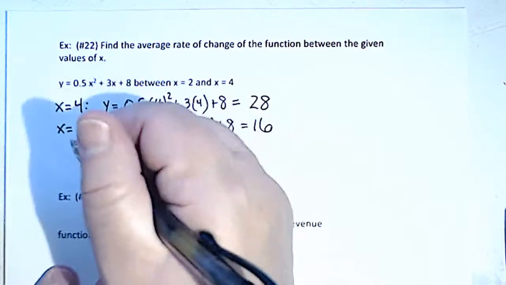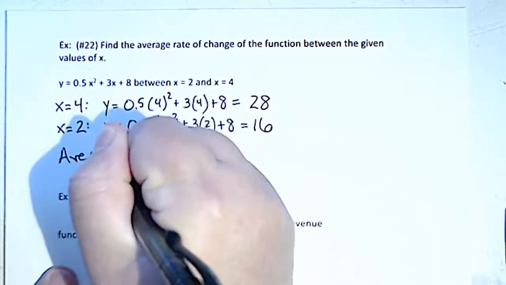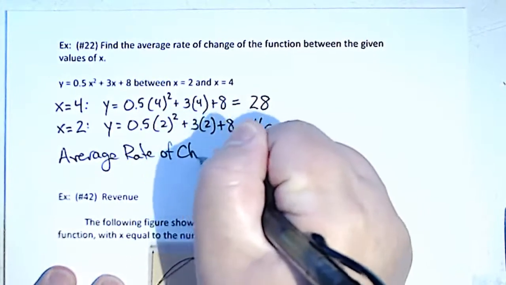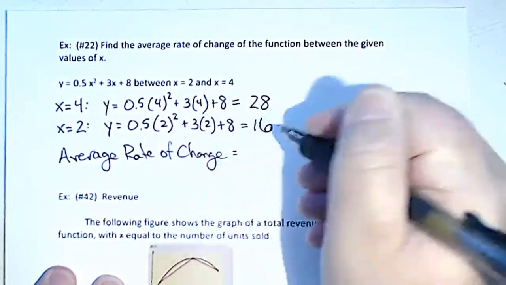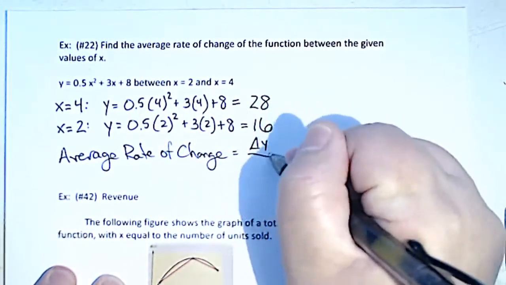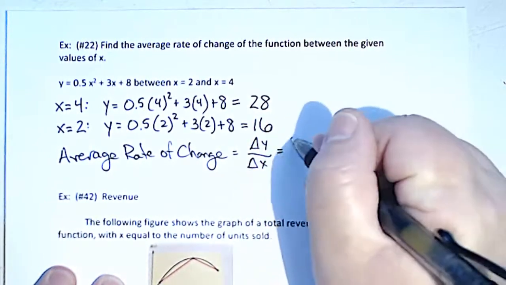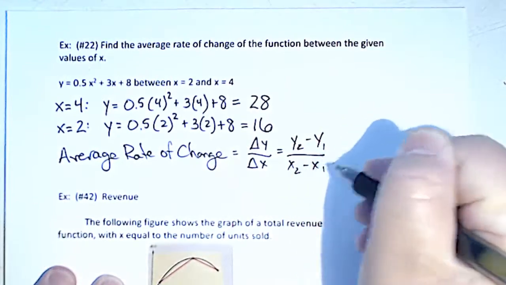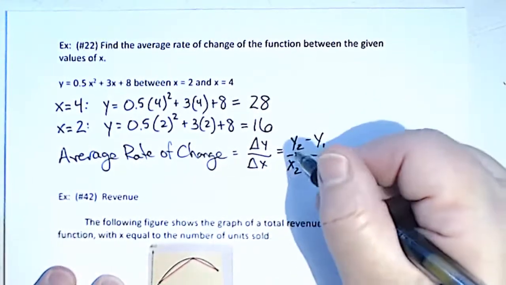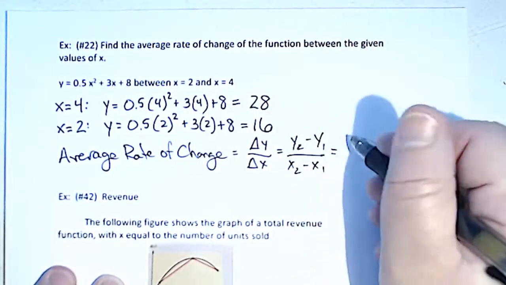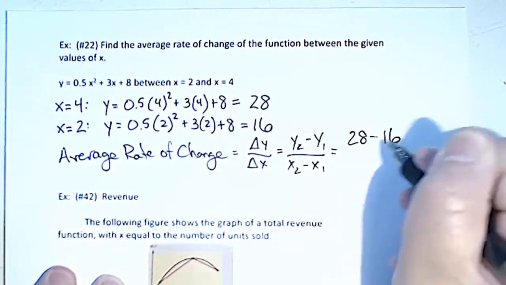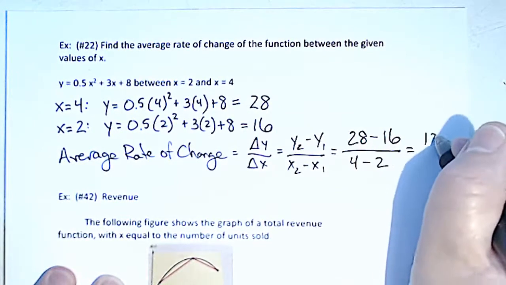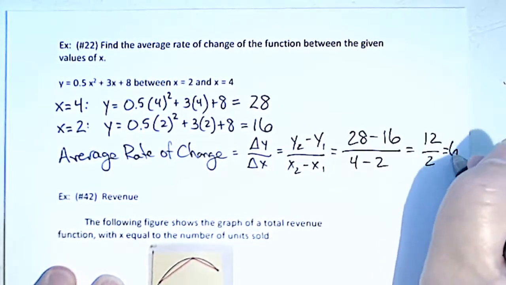The average rate of change, again, it's that change in y over change in x, or y2 minus y1. It's the slope formula, basically. So the difference between the y's is 28 minus 16, and the difference in the x's is 4 minus 2. So this is 12 over 2, which is 6.